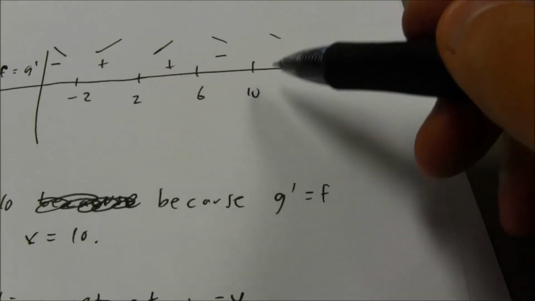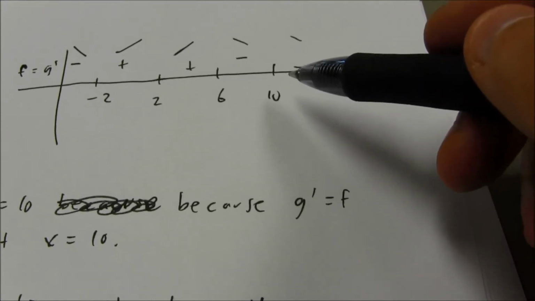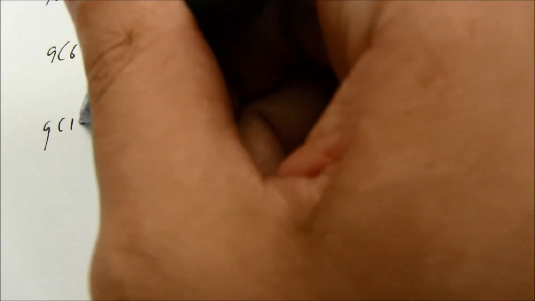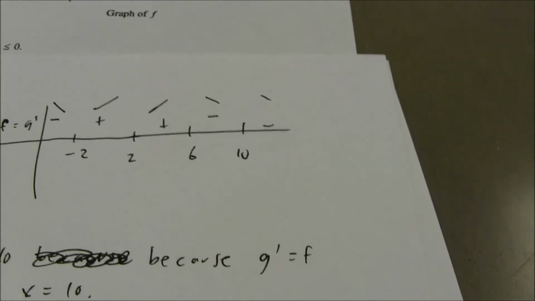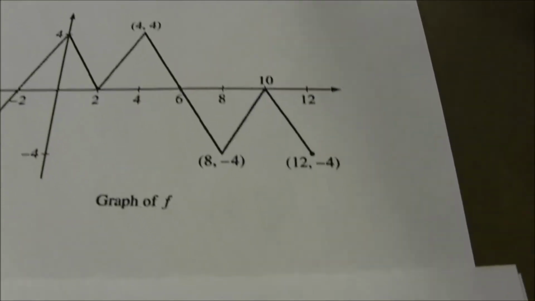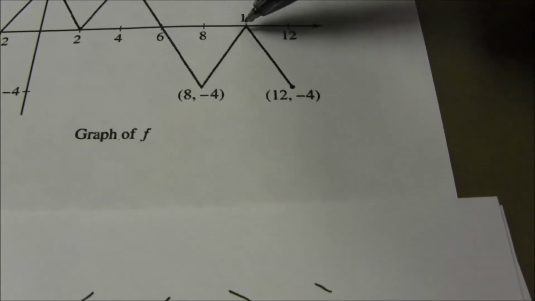Next, I should be able to find g of 10, which is the, is that the end of my interval? No, it says up to 12, actually. So we're going to find g of 10. G of 10 is the integral from 2 to 10 of function f of t dt. Well, I already know the integral up to 6 is 8. So I really just need to add on this region here that goes up to 10.